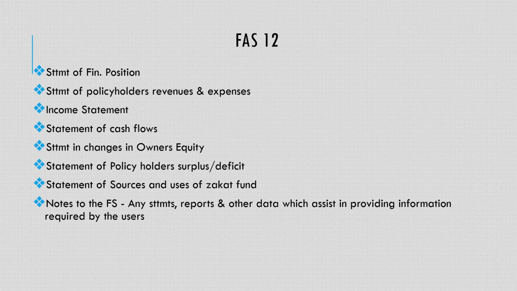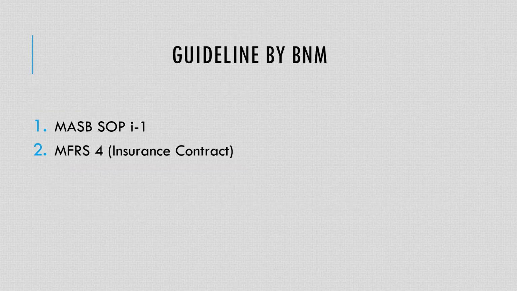So this you may read by yourself, what are the items or the elements in Financial Accounting Standard 12. This one is from IFIs, where IFIs issued Financial Accounting Standard 12. Okay, this is the guideline by BNM. BNM also issued MASB SOPI 1 with MFRS Insurance Contract. So, we will go through.